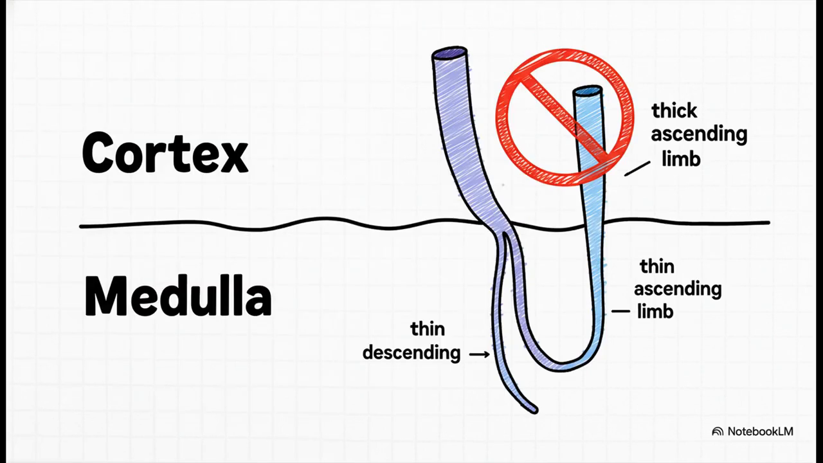The answer? The thin limbs. Now this one is subtle, but it's so important. You see, a part of the thick ascending limb does reach up into the cortex, but the thin limbs? Nope. They are exclusive residents of the medulla. That's a golden rule for histology. If you see a thin limb, you know for a fact you are not in the cortex.